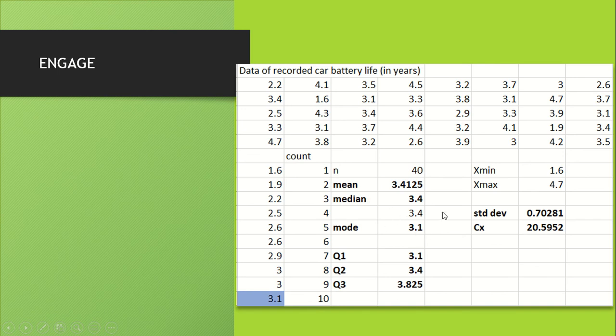Get the mean, median, mode, and standard deviation, so that you can determine if the data are clustered or not, together with the C sub V, or the coefficient of variation. These are the quartiles: Q sub 1, Q sub 2, and Q sub 3. We will only be needing Q sub 1 and Q sub 3. So again, this would be all.